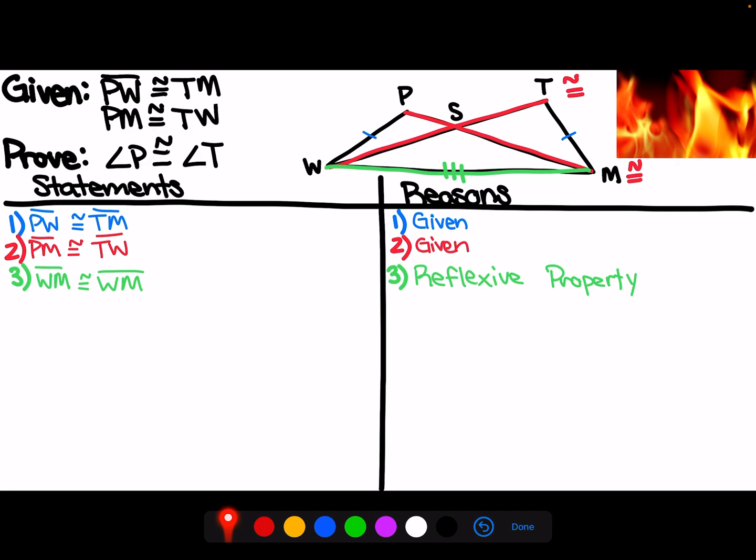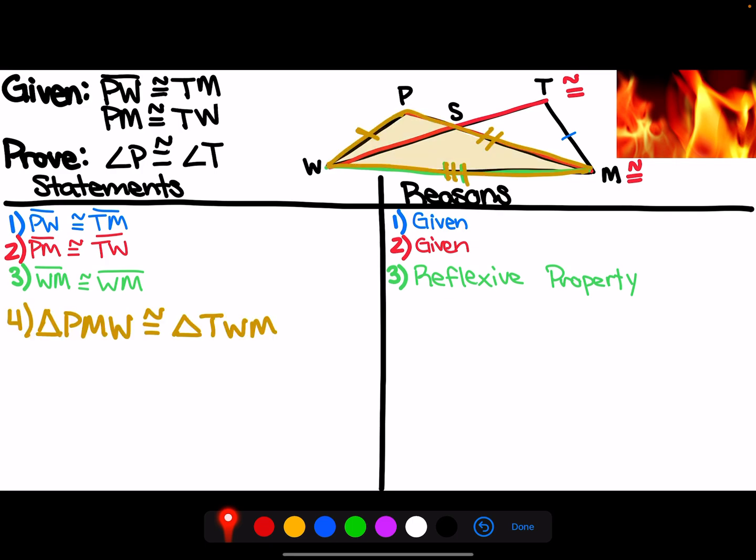Now from here, we should have enough information to prove that those two triangles are congruent. So we can say triangle PMW is congruent to triangle TWM. So again, you can write it in any way that you'd like. Just make sure that your corresponding points, your corresponding vertices are matching with one another. Now the way that we can say that is because we have a side, and a side. So this is congruent by side, side, side.